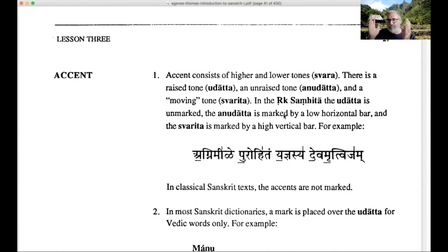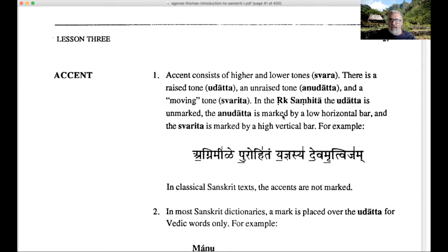Now, accent. In accent, which we only have in Vedic Sanskrit, but which he covers very simply here, he says accent consists of higher and lower tones or swaras, right? So swara can not only mean a vowel, but it means also the tone of the vowel. We notice that swaras are only there on vowels. There is a raised tone, udata, an unraised tone, anudata, and a moving tone called swarita, right? Normally, this is the way that Panini puts it. He has three sutras, ucherudataha, nicheranudataha, samaha swaritaha, they're the Panini sutras for this section.